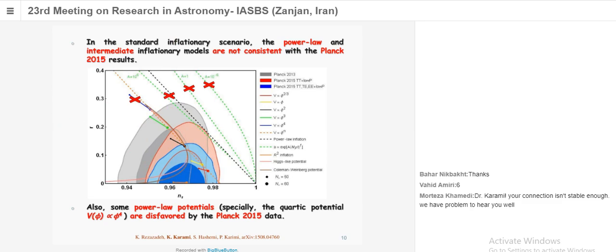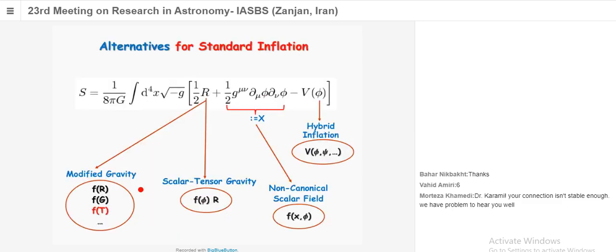The answer is yes. To answer this question, there are different alternatives for standard inflation. If you look at this slide, you can see that the action of the standard model is given by this relation. Now, we can have different choices to alter this action. One of them is, instead of R, we can have F of R, F of G, and F of T, where G is the Gauss-Bonnet invariant term, and T is the torsion. This class of alternatives for standard inflation is so-called modified gravity.